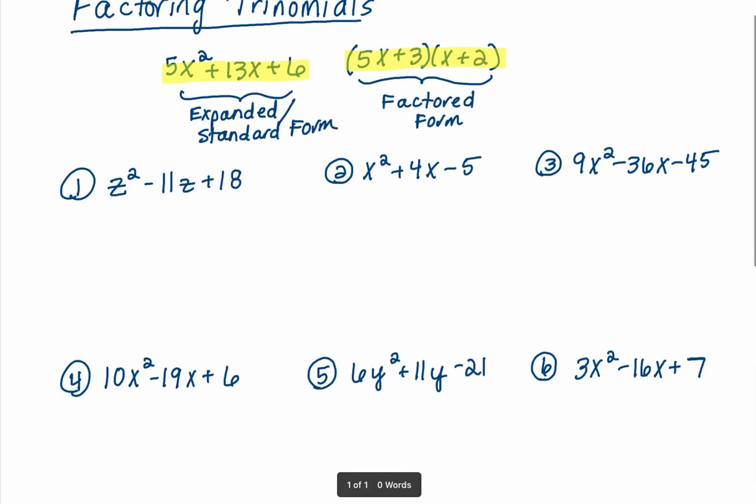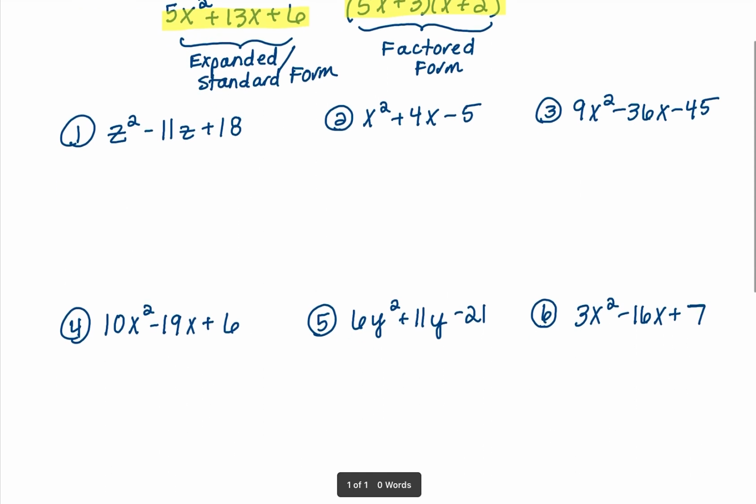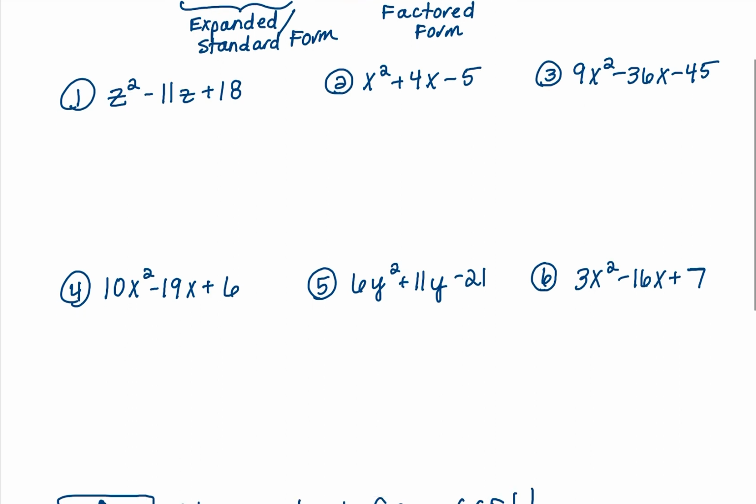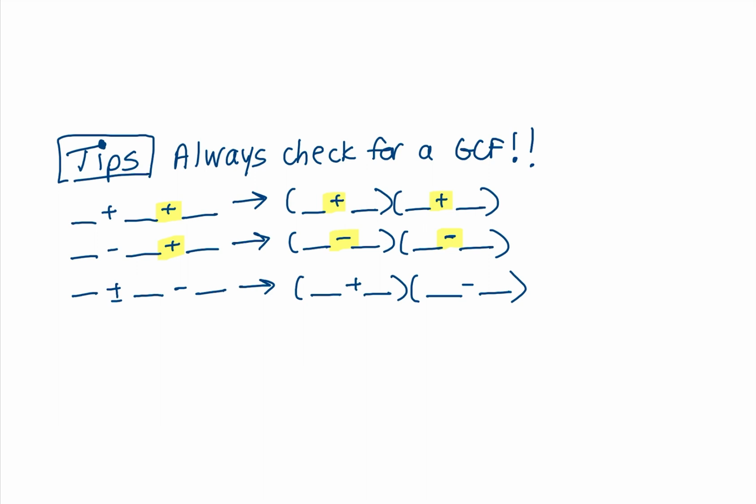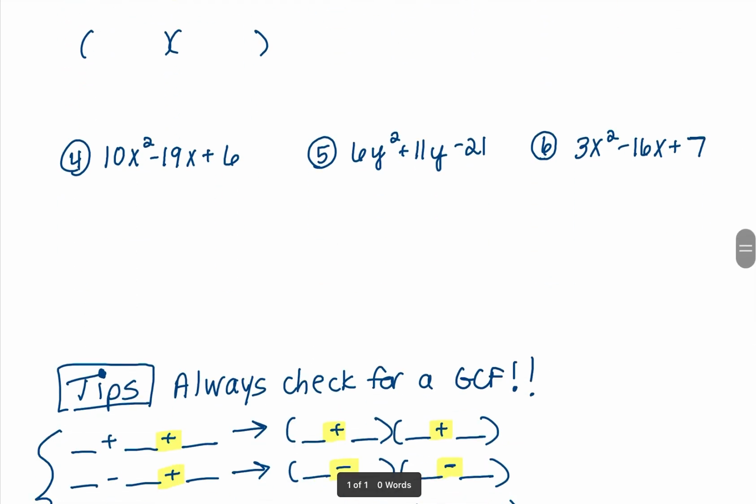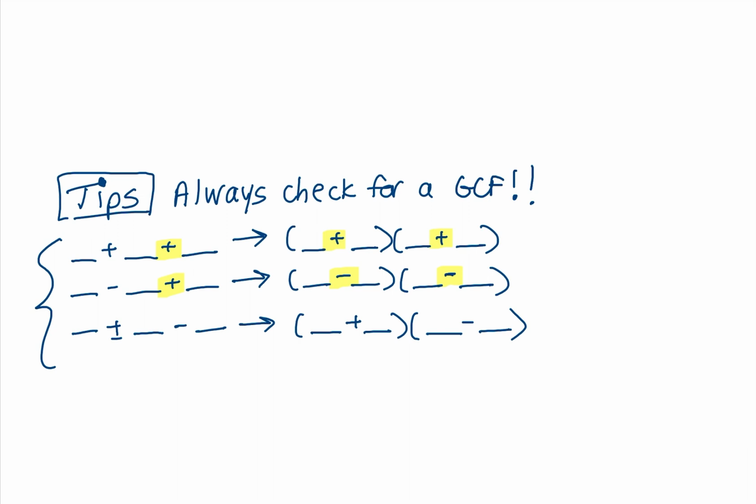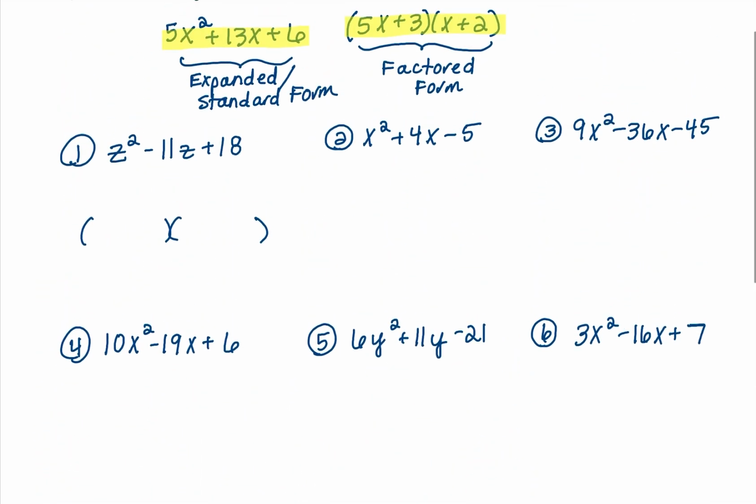So if you look at this first example here, we have z squared minus 11z plus 18. What we're going to do is work this into factored form, which will be two binomials. One thing I've got down here in the tips is I'm saying always check for a GCF. We'll talk about that in a minute. But I'm also giving you this tip with the signs. If you have a trinomial that has a minus and then a plus, in the binomials it's always going to be minus, minus. So I know my signs are going to be minus, minus.